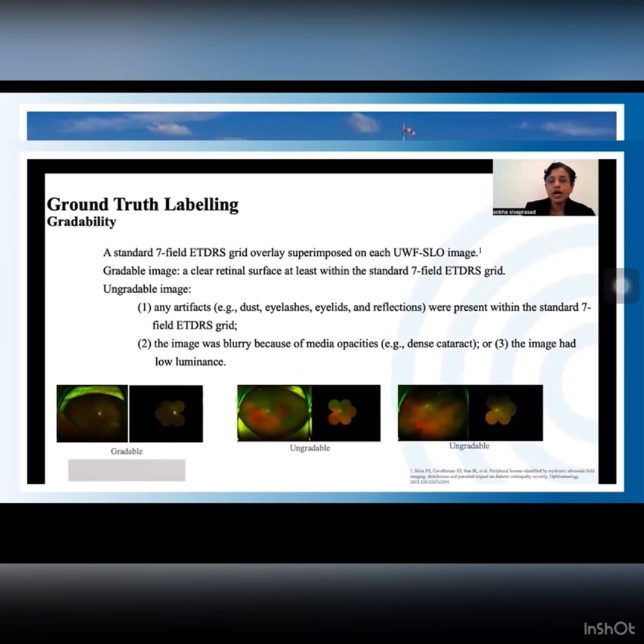As you know, all the diabetic retinopathy screening severity scales have been developed from the standard 7-field ETDRS grid. So what we did was superimpose this 7-field ETDRS grid onto the ultra-wide field SLO images to look for gradability within that 7-field. Ungradable images were classified as any artifacts present within the standard 7-field ETDRS, or if the image was blurry because of media opacities or had a low luminance. Below, you can see the shell that we used to define that area.